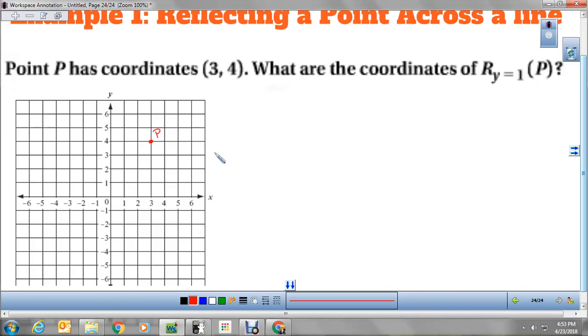Now, what are the coordinates of the reflection across line y equals 1 for point P? So let's draw a line. It's going to cross the y-axis at 1. That means this line will be like so. Next, we want to count how many units this point is above the line. That's going to be 1, 2, 3 units above. So therefore, this is going to be 3 units below.